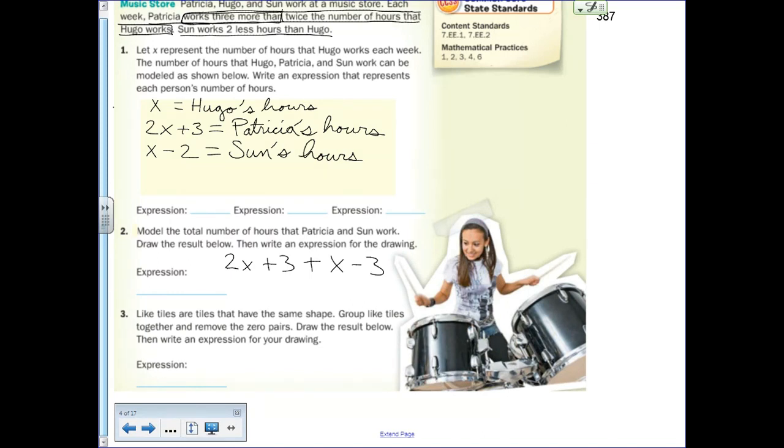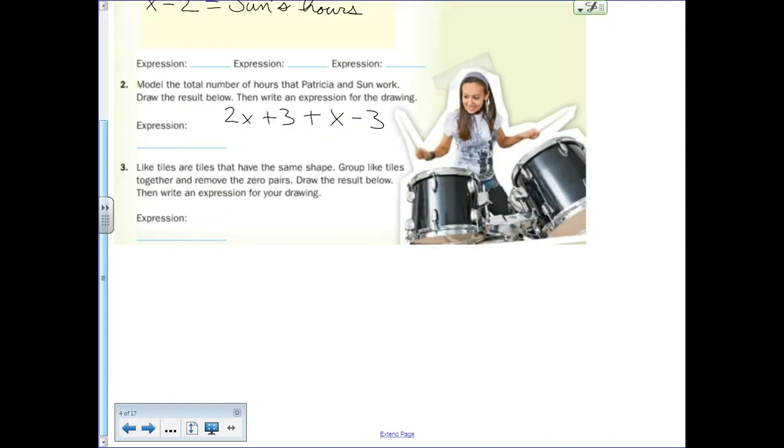It says like tiles are tiles that have the same shape. Group like tiles together and remove the 0 pairs. Draw the results below, then write the expression for your drawing. Well, since we didn't draw out what we have here, we're just going to talk about what would be alike. Well, 2x and 1x would be alike. So we could actually put those 2 things together. If this is 2 x's and that's 1x, how many x's would that be? That would be 3 x's.